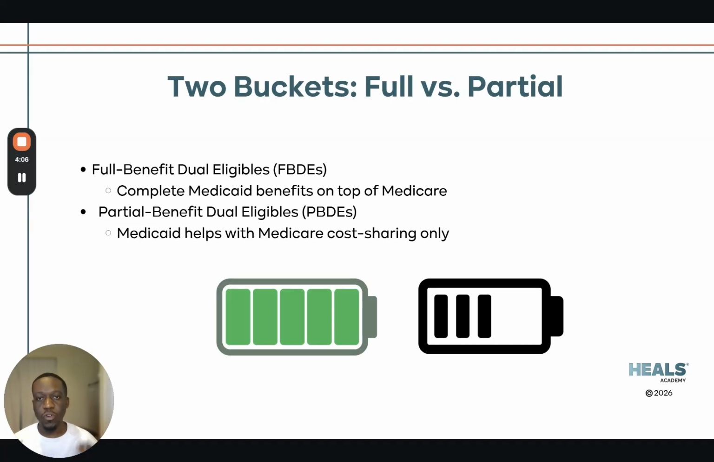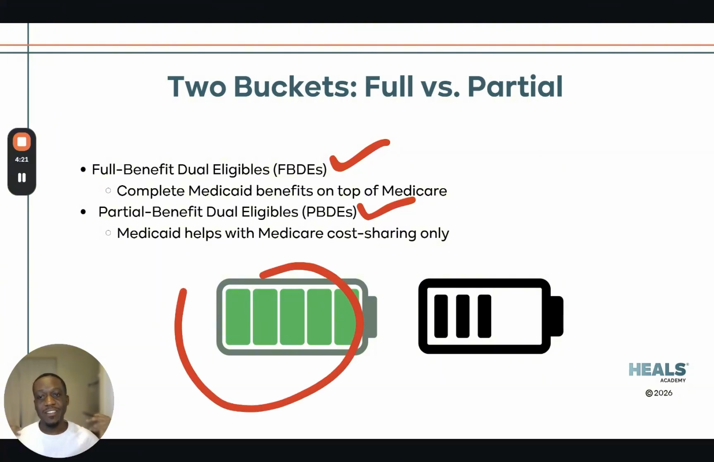Within the dual bucket, those that qualify for both Medicare and Medicaid, there are also two broad categories. There are full benefit dual eligibles, and then there are partial benefit dual eligibles. So a full benefit dual eligible has complete Medicaid benefit on top of the Medicare benefits. And a partial dual has Medicaid help with the Medicare cost sharing only, but doesn't have the full Medicaid benefits. So all duals are not the same. On a very broad level, there are full dual benefits and partial dual benefits.